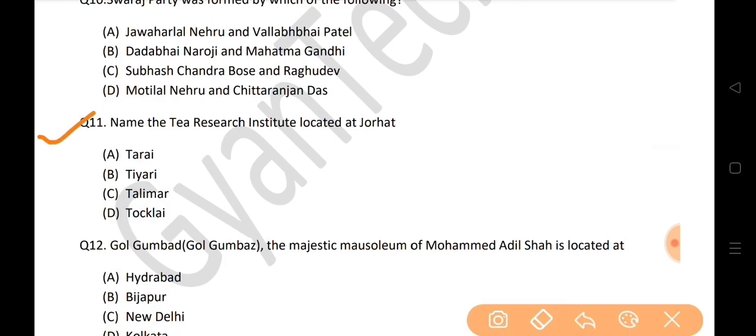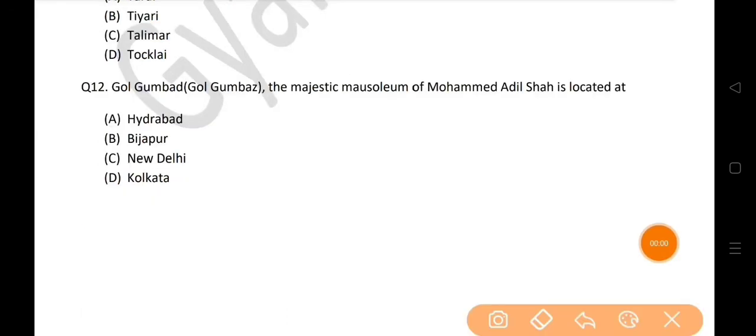Next question, name the Tea Research Institute located at Jorhat. Correct answer is option D, Toklai. Next question, Gol Gumbaz, the majestic mausoleum of Muhammad Adil Shah is located at? Correct answer is option B, Bijapur.